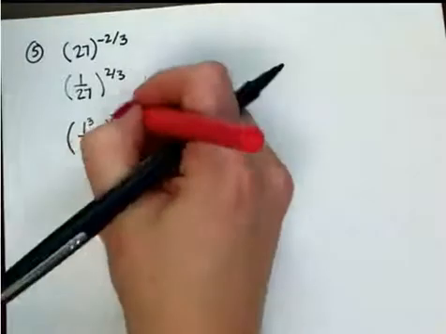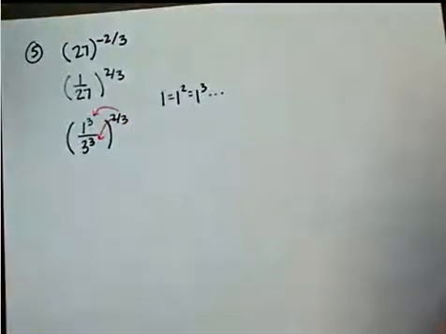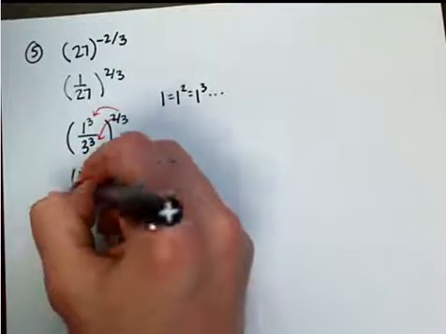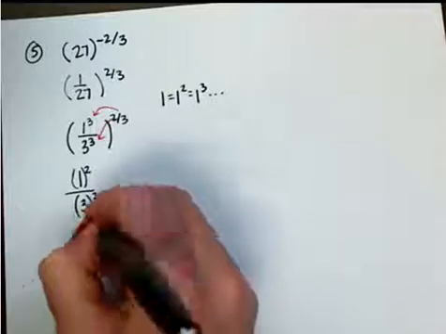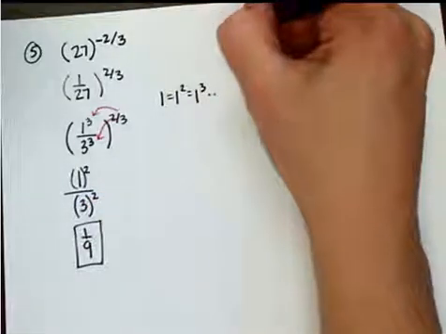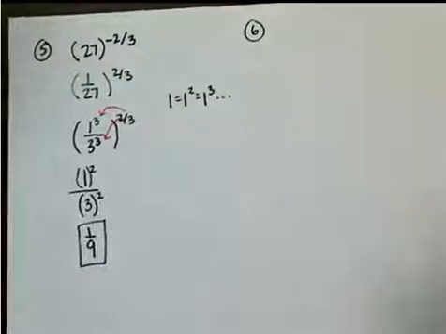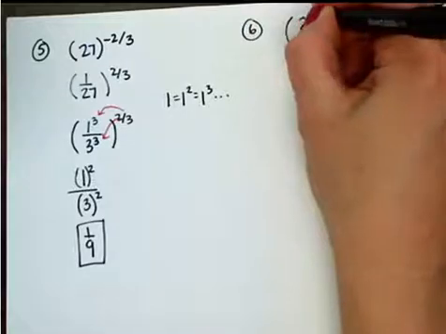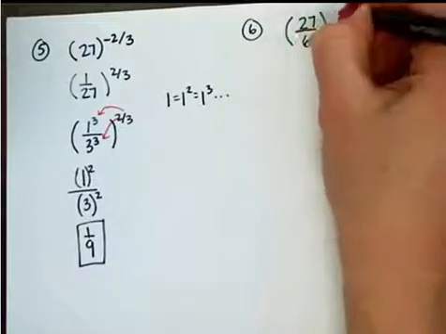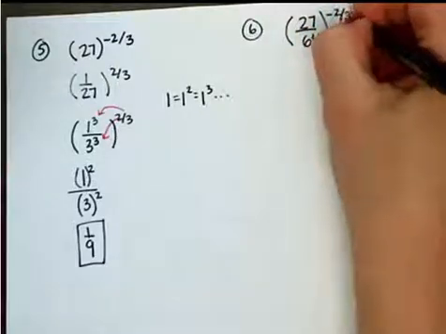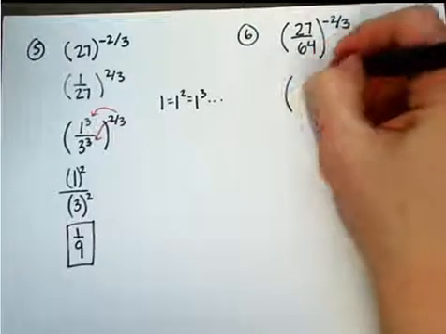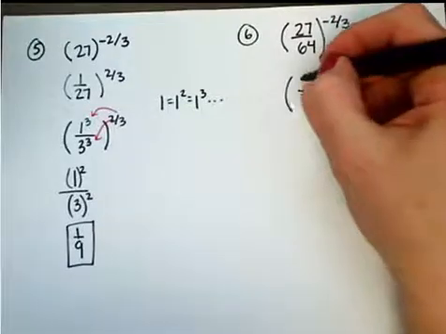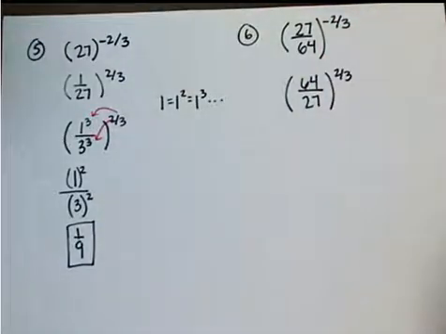Okay. Now let's distribute our exponent. Okay. One over 9. Okay. Let's look at another example. 27/64 to the negative 2/3. Okay, first thing I'm going to do is deal with the negative exponent. I'm going to do that by reciprocating the inside. Then I'm going to do my factor trees.